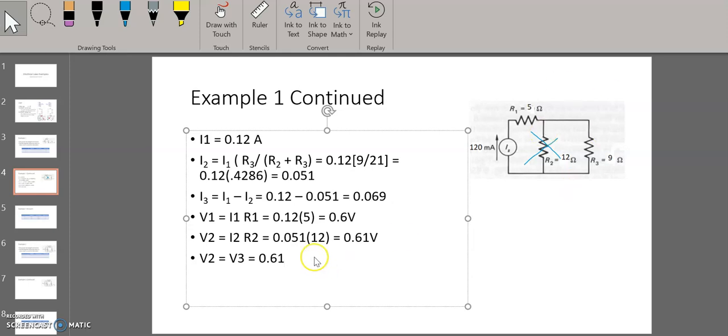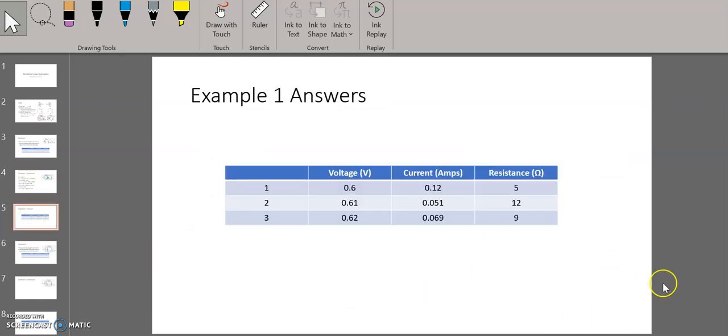Now, if we wanted to, we could go ahead and use Ohm's law just to double check that. And if you're just starting out with circuits, it might be a good idea to do that. So we're going to go ahead and just do a double check to make sure that that is in fact true. So for my current 3, 0.069 times 9 ohms, and that does in fact give me 0.62. So you might see it might vary a little bit, but it's very close. So all I need to do now is just fill in the numbers for my chart, and there they are. Okay, so we are finished this problem.